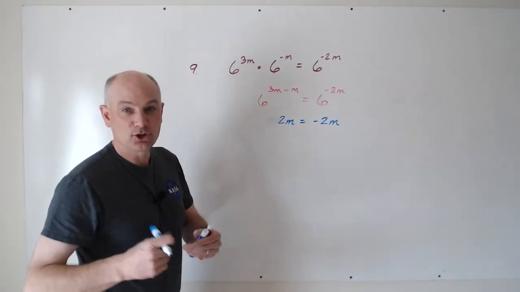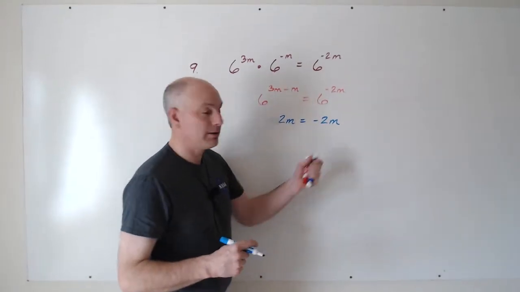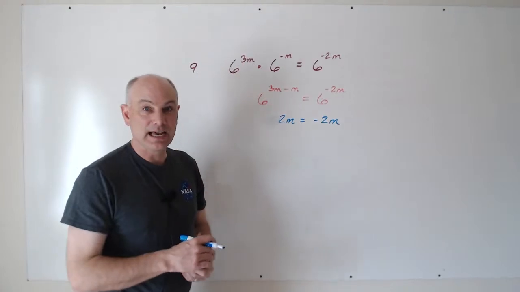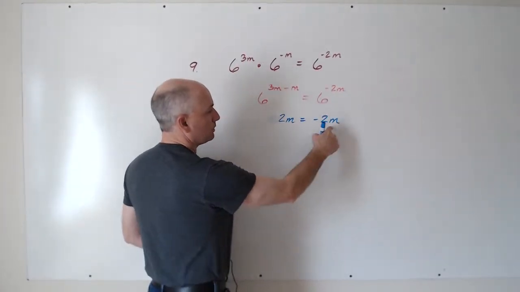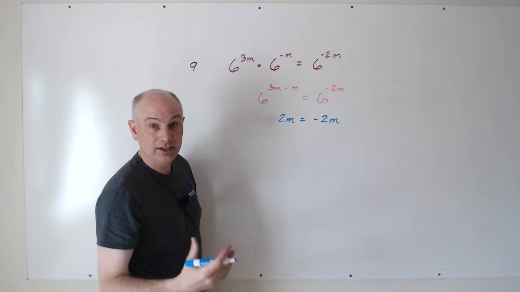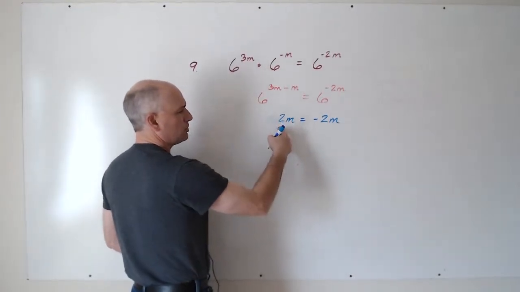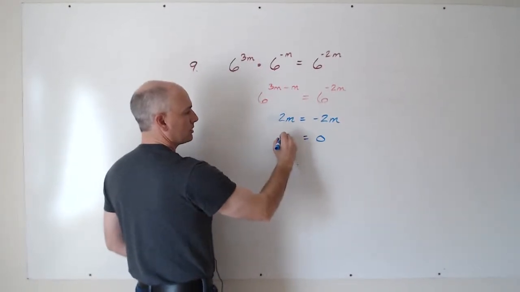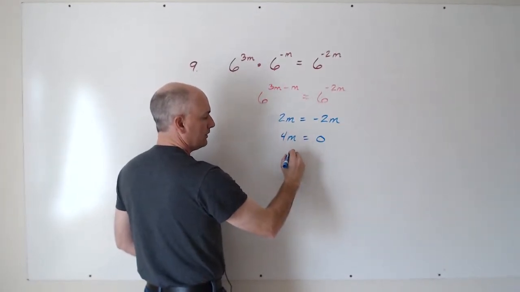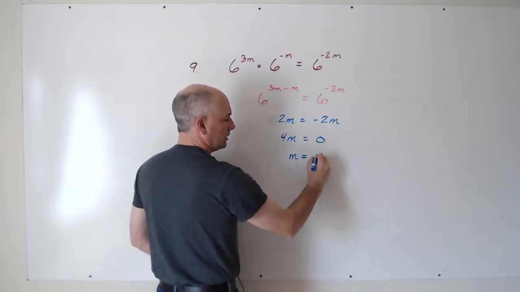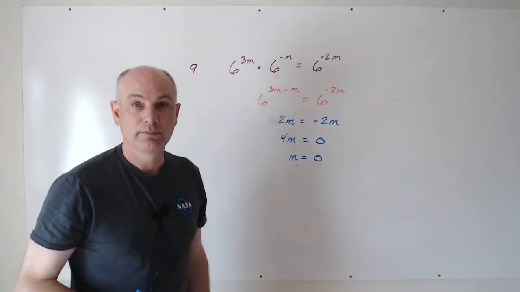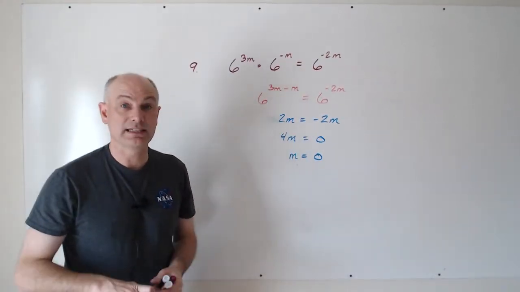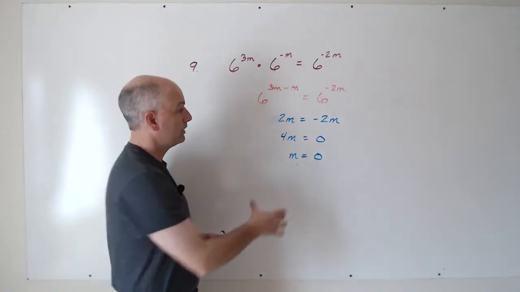All right. So from here, I'm going to bring these together on the same side. Since I've got them equal to each other, I've got to treat these like like terms. So I'm going to add 2m to both sides. I'm going to generate a 0 on the right, add the 2m here, so that gives me 4m, division by 4, and we get m equals 0. So this one is just a matter of bringing everything to one side and solving it, since you had like terms when you finished out.